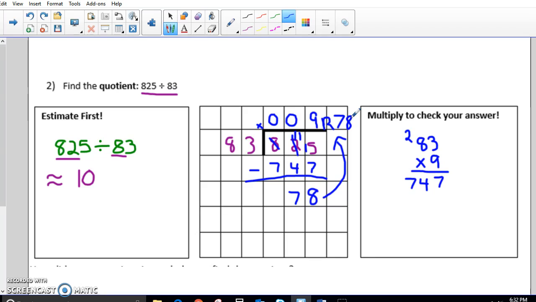How did we use estimation to answer this? Well, it helped us figure out what number to put here. We got 10. We saw that 10 wouldn't fit, so we went 1 down to 9. And that's how we used estimation.